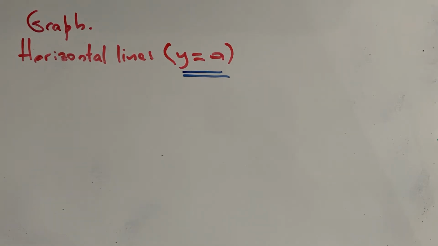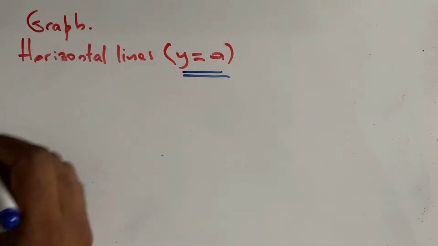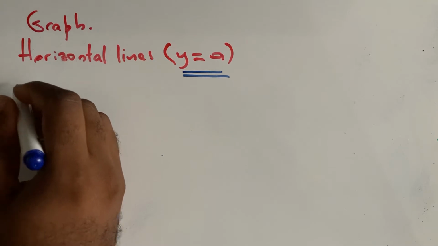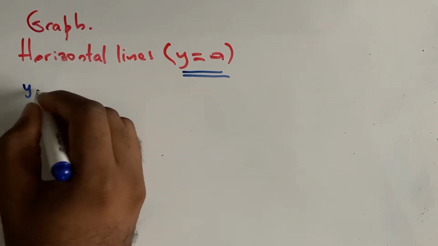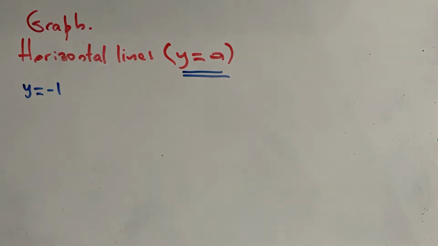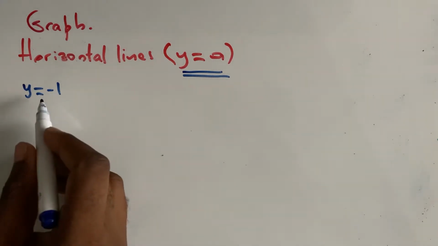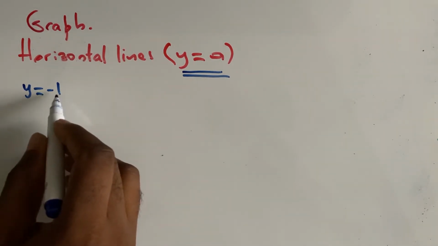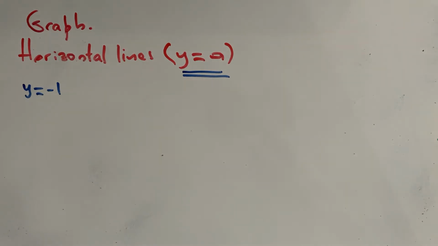So to graph a horizontal line, let's say, for example, we have this one here, y equals -1, okay? If we have y equals -1, we need to graph this one. First thing to know here is that really you only have the value of y, okay? And x can be anything.